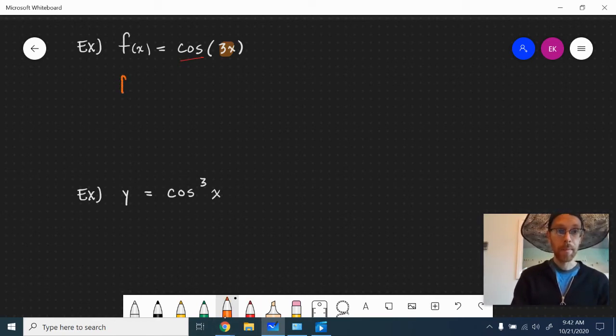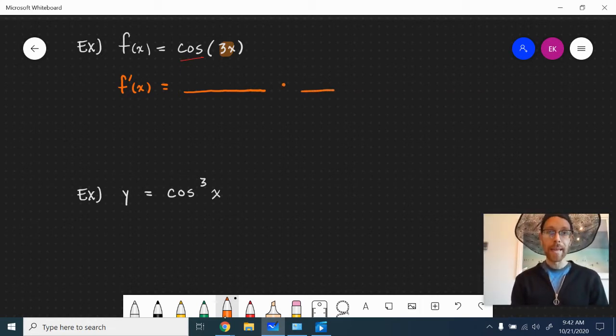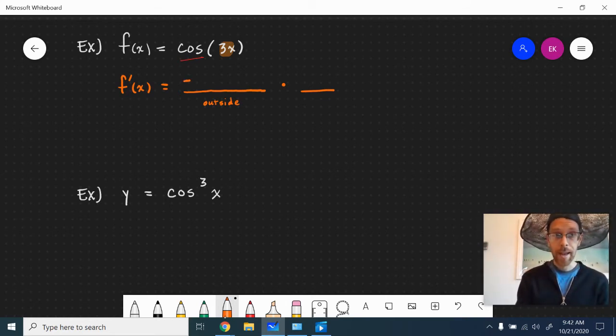Next step. Since we have an inside and an outside function, I know that the result is going to be the product of two derivatives. The first one is the derivative of the outside. So we say, what is the derivative of cosine? The answer is negative sine.